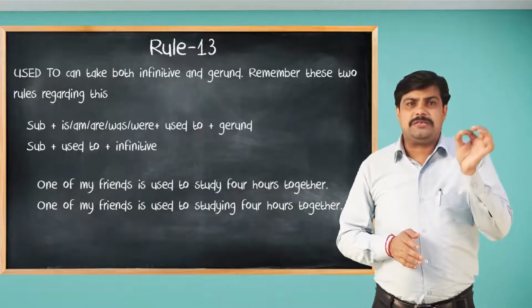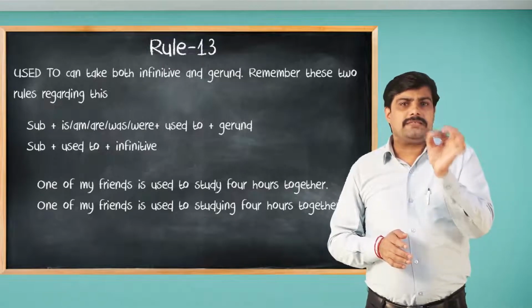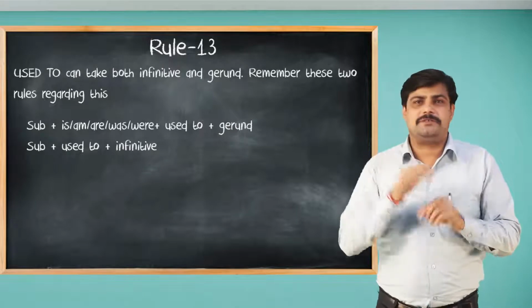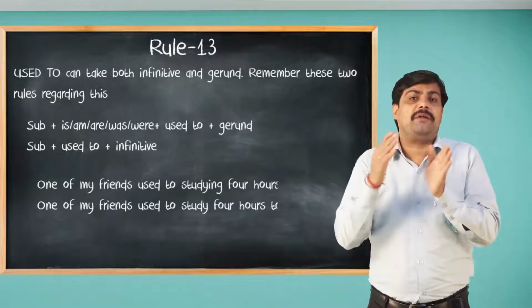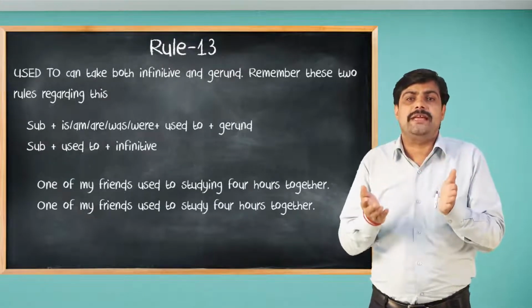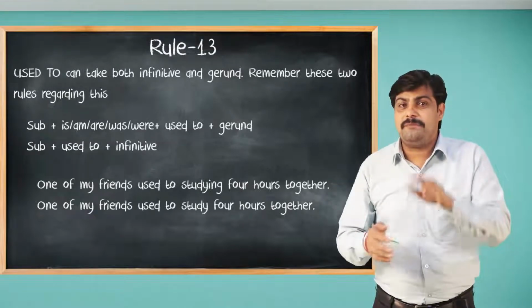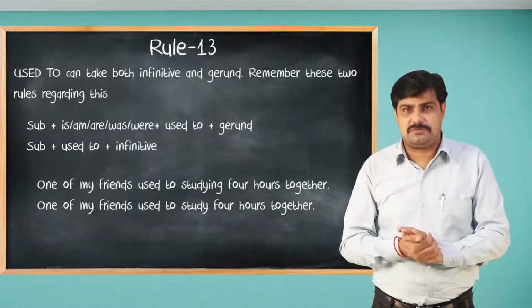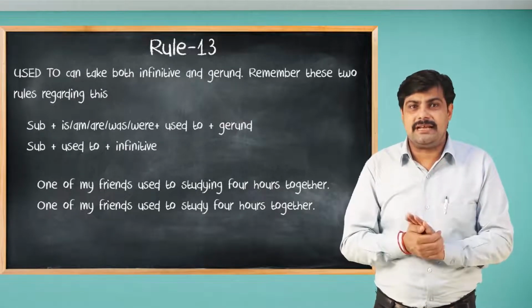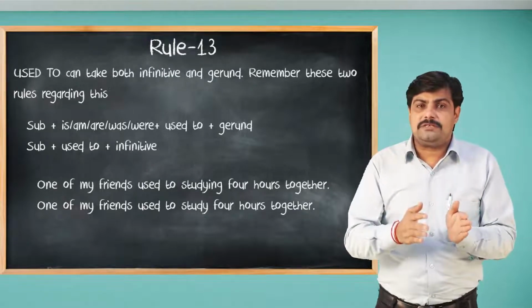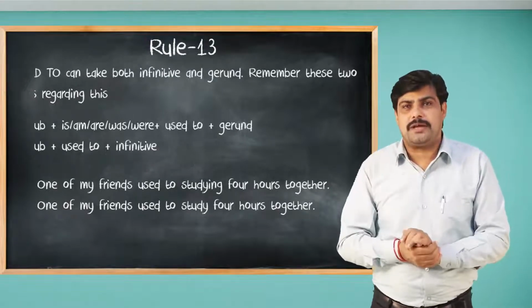Now see the second rule: subject plus used to plus infinitive, if it is showing a habit in the past. For example, "One of my friends used to studying 4 hours together." Now this sentence is wrong. Why? Because there is no helping verb used. So say this sentence by using the infinitive: "One of my friends used to study 4 hours together."